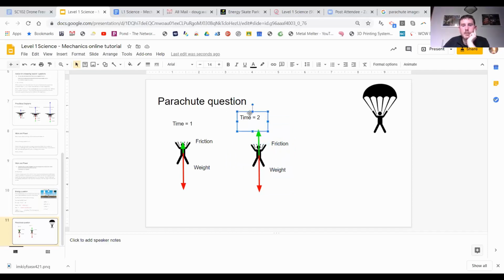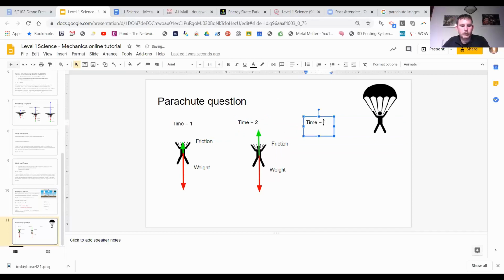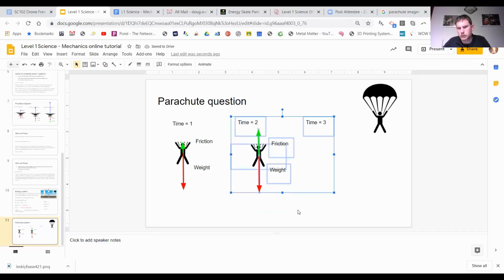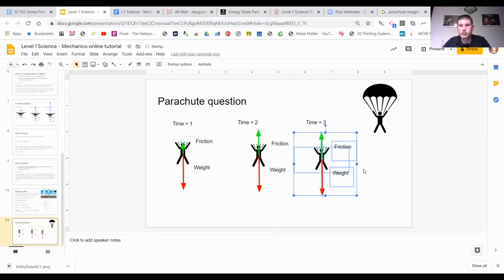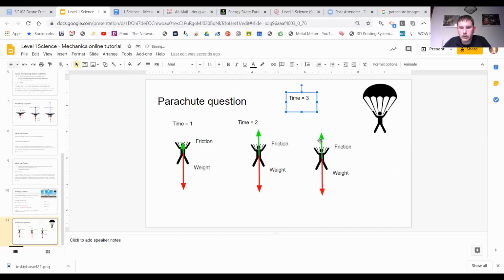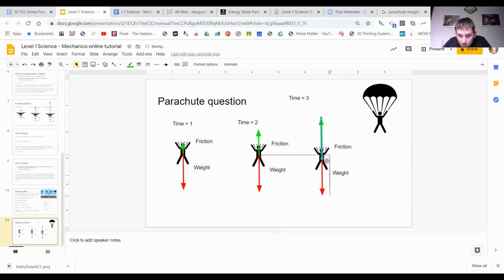And then perhaps a moment later, maybe at time 3, the friction has equaled, it's more than I wanted. So at time equals 3, the friction force now equals the size of the weight force. And so at that point, the forces are balanced and the person has stopped accelerating. They've reached that phrase that we used earlier, terminal velocity.